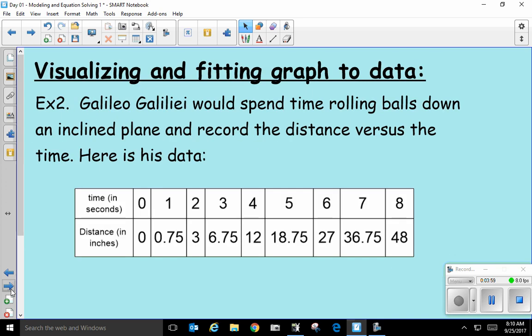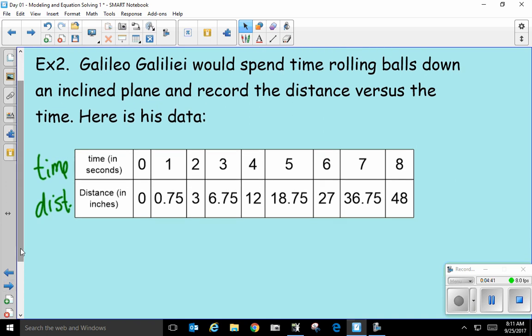Let's talk about another Italian guy. Galileo. He would spend his time rolling balls down an inclined plane, and he would record the distance versus the time. Here's my distance. There's the time. This is what people that wanted to educate themselves did. What he did was actually get a timer, I think one of those kitchen ones.